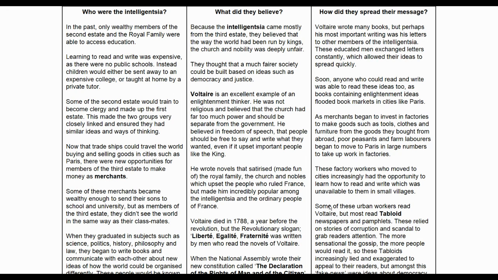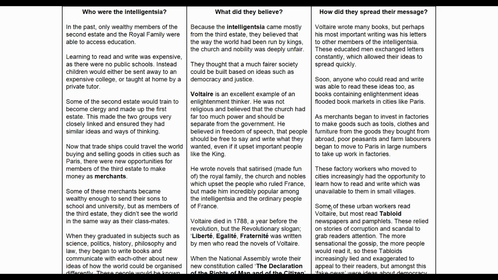What did they believe? Because the intelligentsia came mostly from the third estate, they believed that the way the world had been run by kings, the church, and nobility was deeply unfair. They thought that a much fairer society could be built based on ideas such as democracy and justice.